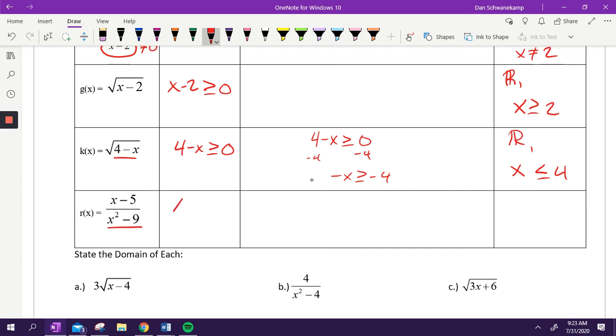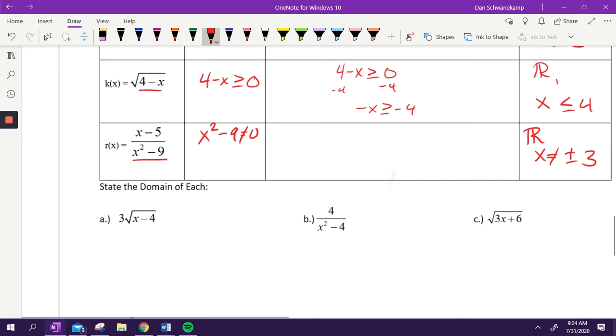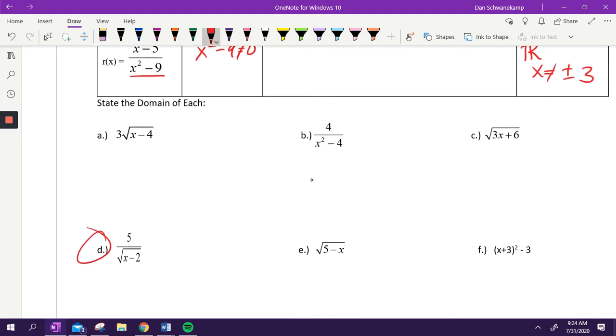Take the bottom. It's a fraction. Set it equal to 0. Actually say it can't be 0. So my domain is going to be all real numbers, but x is not allowed to be what? Plus or minus 3. It can't be either version, because if I plug in 3, it gets me 0. If I plug in negative 3 and square it, it gets me 0. Right? Kind of see what we're doing there? We're doing just some basics. Here's what I want you to do. Try one more. Try letter D down below. See if you can handle that one.